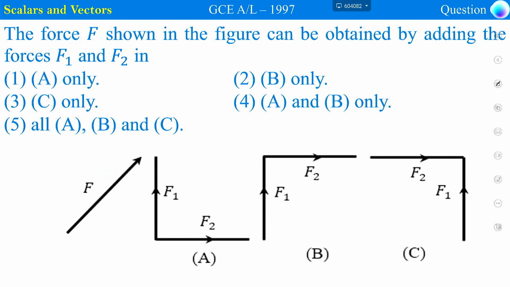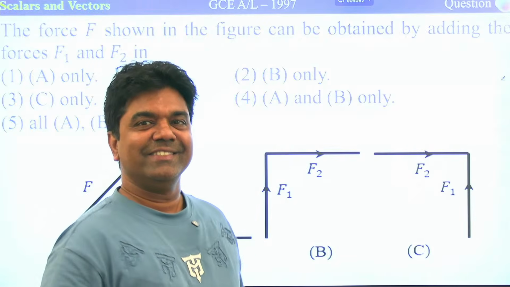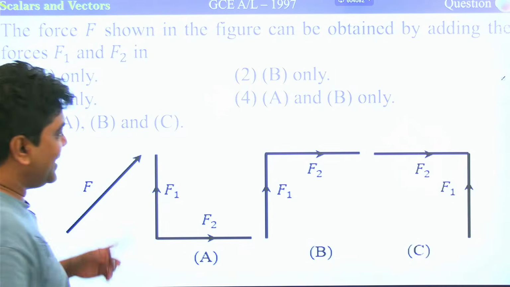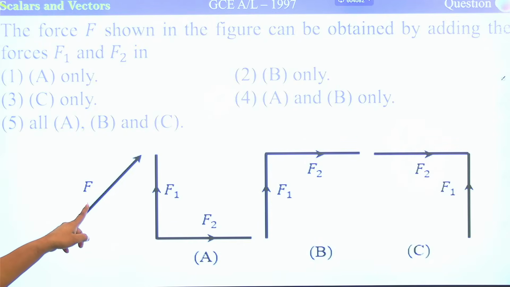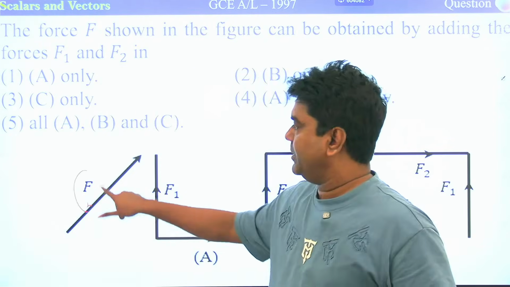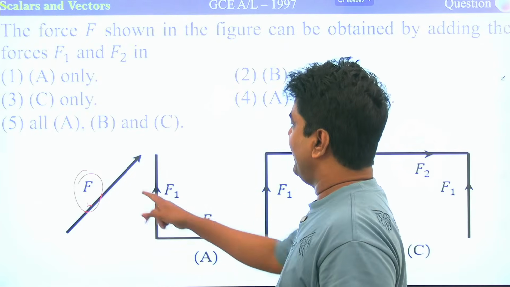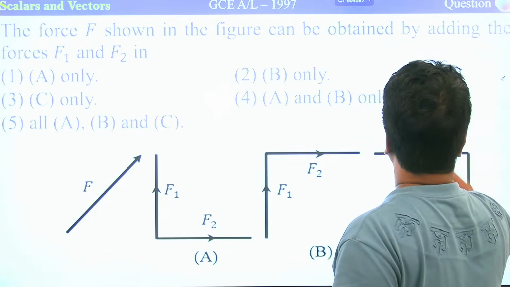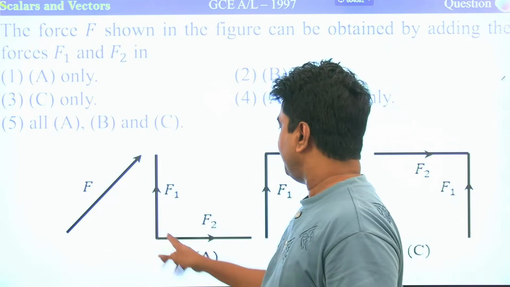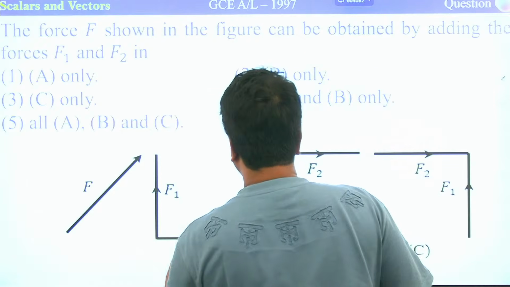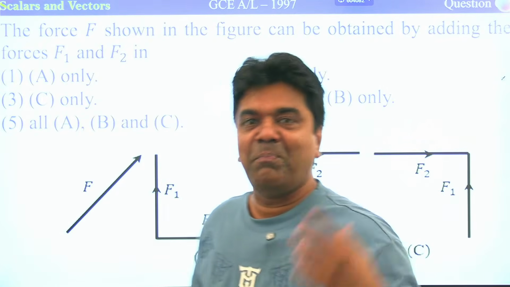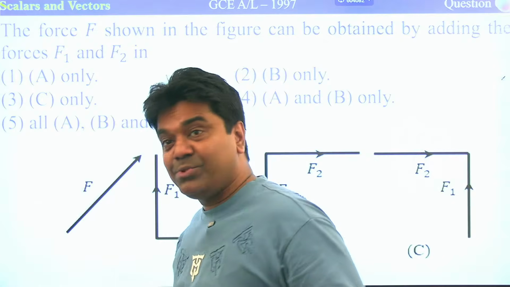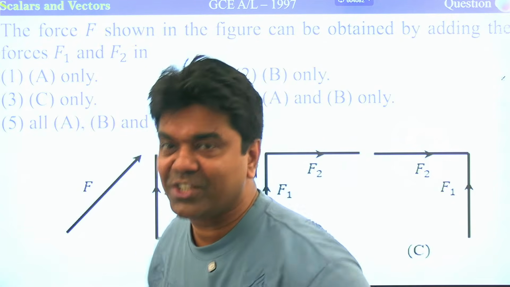Now this is interesting work. 1997 question. Very interesting work. What is it? Now we have three scenarios. Force F shown in the figure. This is the one we are talking about, and that resultant is given by F1, F2 pairs. We'll see which pair will give us this resultant, through a nice animation.